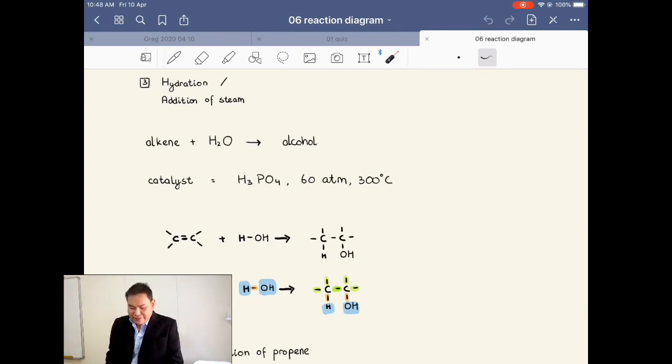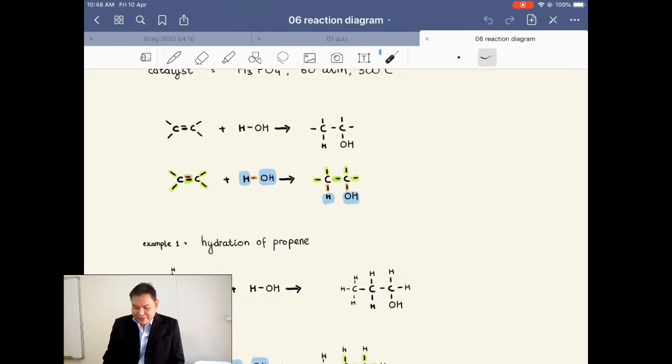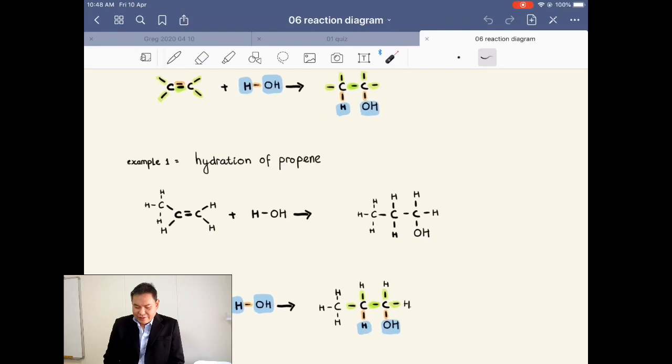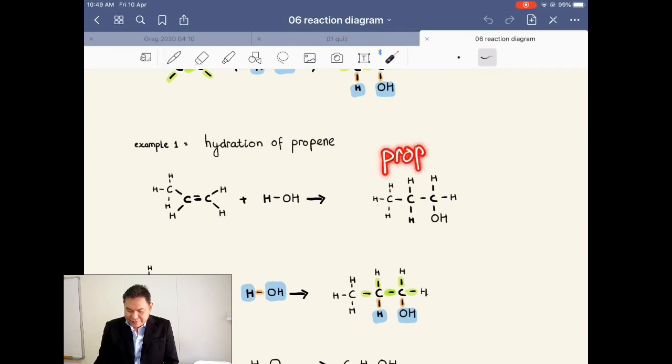The reaction pattern, very simple. Alkene, you add water. Then one of the bonds in the double bond breaks up, and you can put in OH there. Example 1, hydration of propene. If you have propene like this, plus H2O, then the OH will go to one of this carbon. So you're going to get something, propanol.